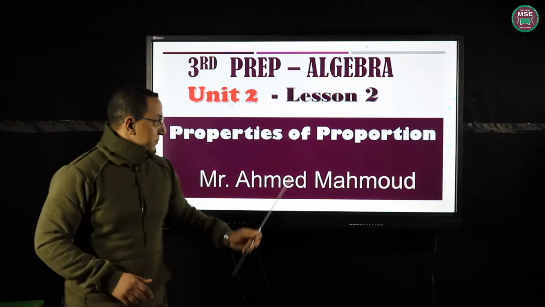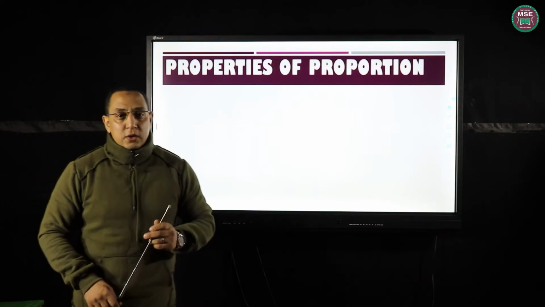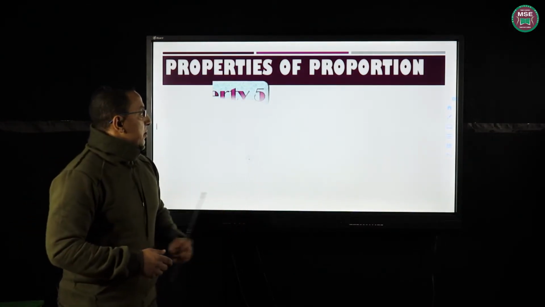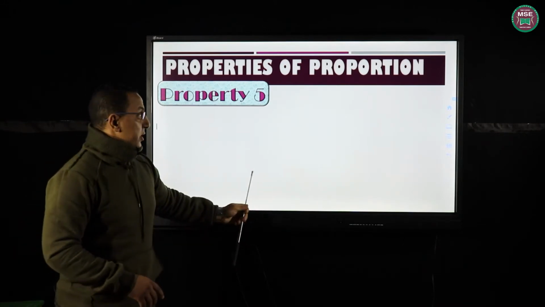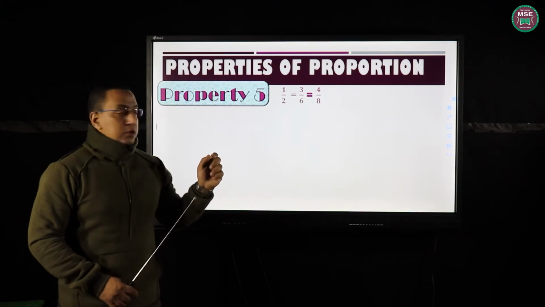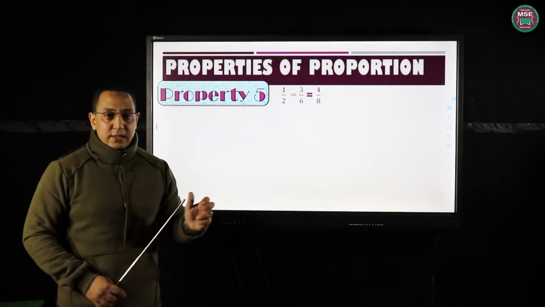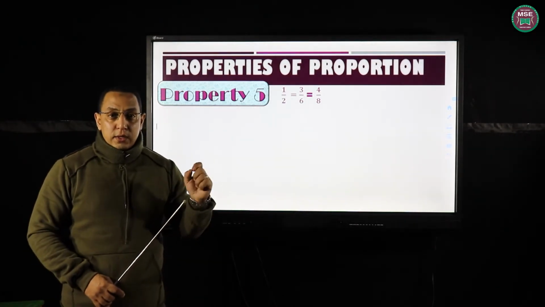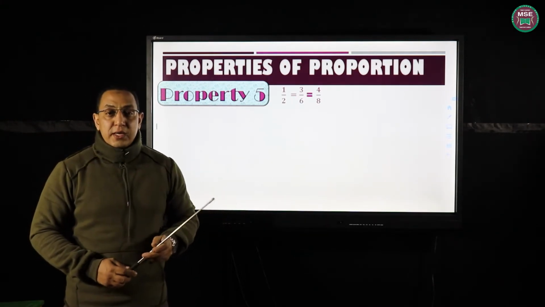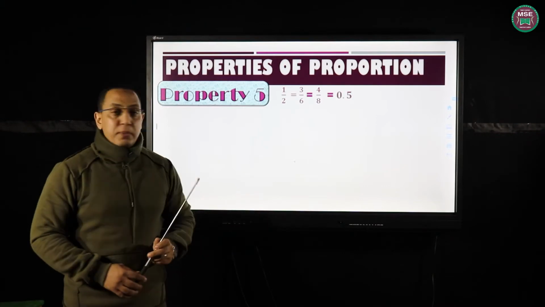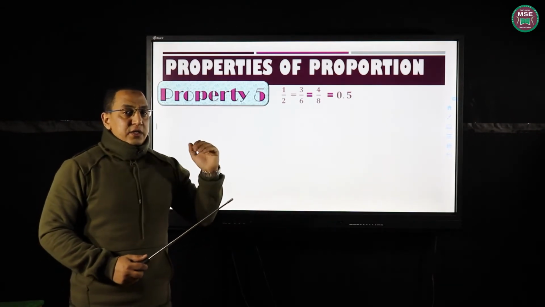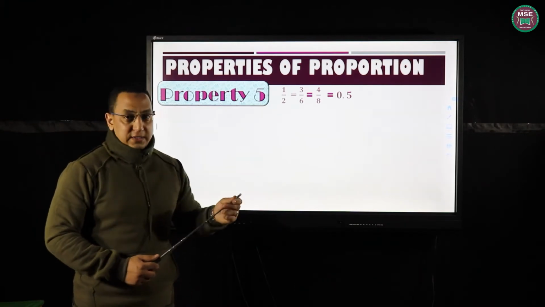Let's start the lesson. First, we are going to see property number 5. For example, if we have a proportion like this, 1 over 2, 3 over 6, and 4 over 8, all of them are equal, okay? Now, by simplifying the three ratios, it will be 0.5 like this. By looking carefully at the denominators and the result.